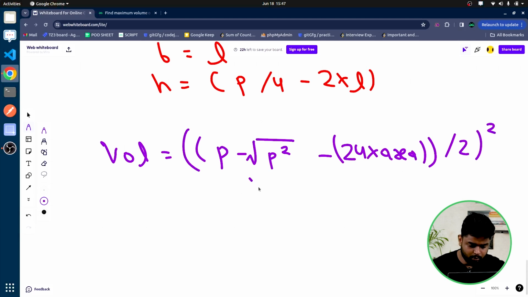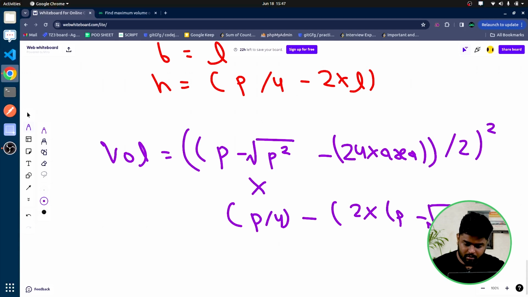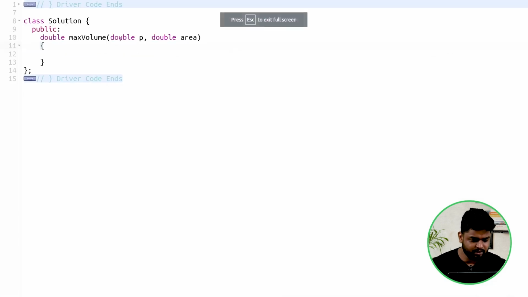Okay, then you will multiply this with perimeter divided by 4 minus 2 times (perimeter minus under root of perimeter square minus 24 into area) whole square divided by 12 here. Okay, and this was also divided by 12. So when you solve this, you'll get this particular formula. Now you just need to apply it. So let's write this here.